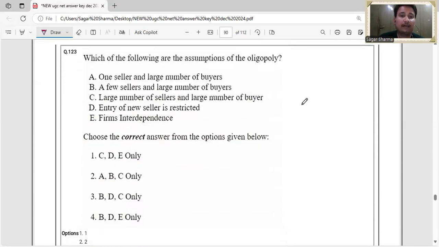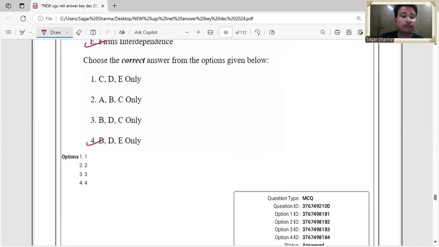Which of the following are the assumptions of oligopoly? Oligopoly is a market structure. What are the assumptions of it? You have to tell. One seller and large number of buyers. No, this is a monopoly characteristic. A few sellers and large number of buyers. Yes, this is correct. After that, a large number of sellers and large number of buyers. No, few number of sellers. Entry of new seller is restricted. Firms interdependence. So B, D, E. Option number 4 will be your correct answer.